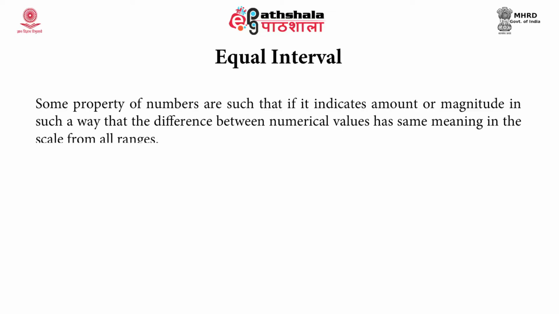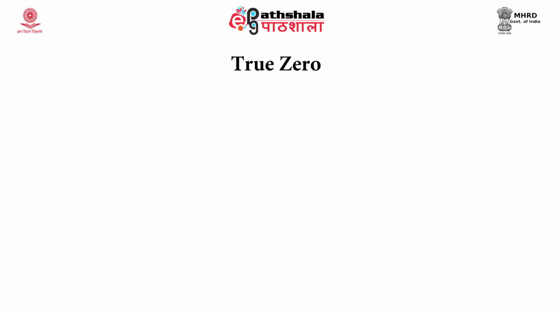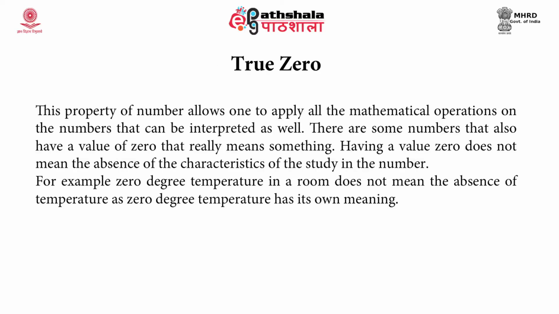Equal interval. This property of numbers is such that it indicates amount of magnitude in such a way that the difference between numerical values has the same meaning in the scale across all ranges. For example, the interval difference between 90 and 80 marks is the same as the interval difference between 70 and 60 marks. True zero. This property of numbers allows one to apply all the mathematical operations on the numbers that can be interpreted as well.